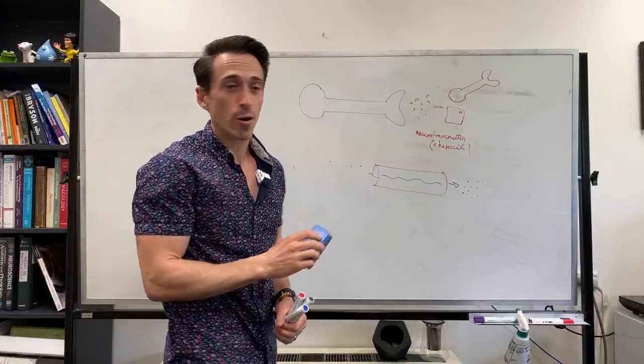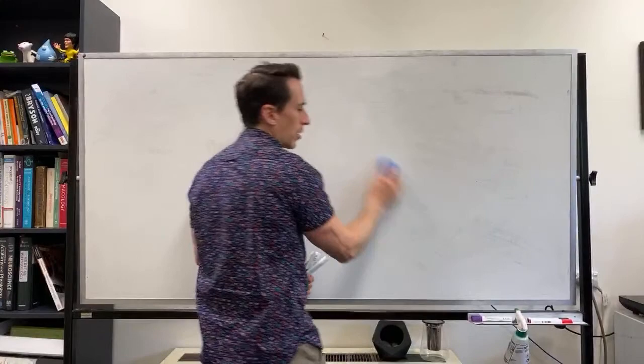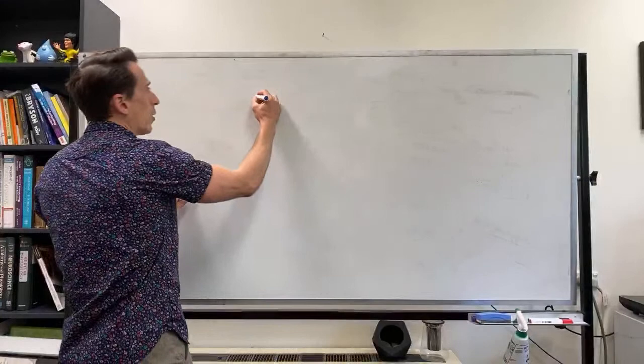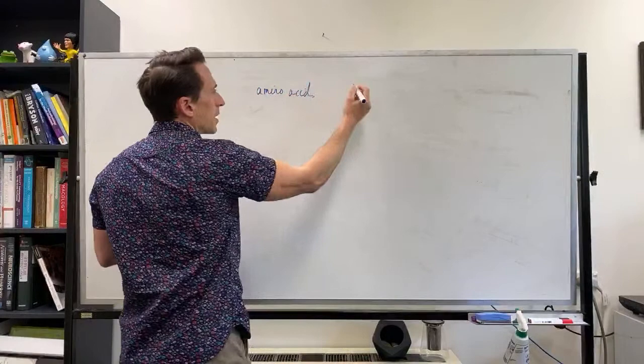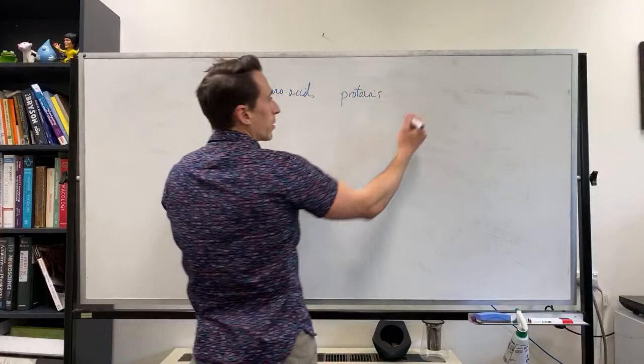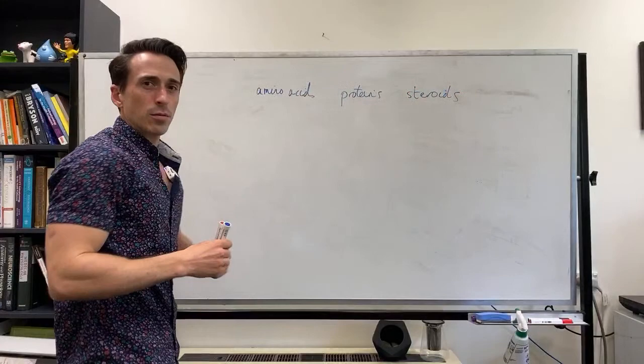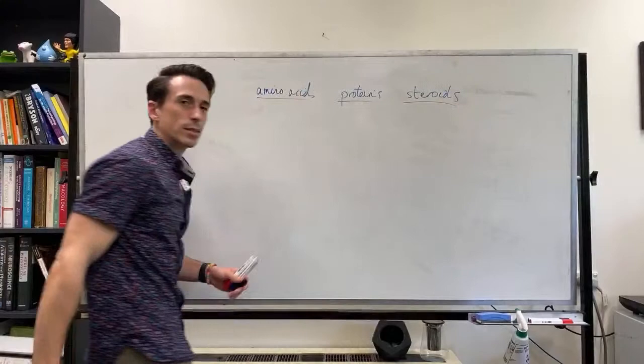All right, let's now have a look at a couple of things. When we look at hormones, so I said that they're chemicals, but these chemicals can either be amino acids, they can be proteins, which we know are just big stretches of amino acids that have been folded into three-dimensional structures, and steroids. So the three different types of hormones you can have are amino acid, proteins, and steroids.